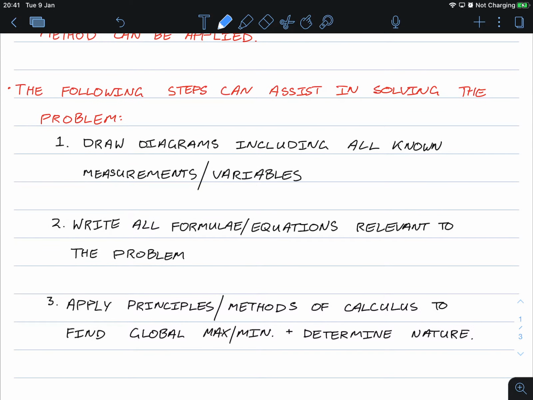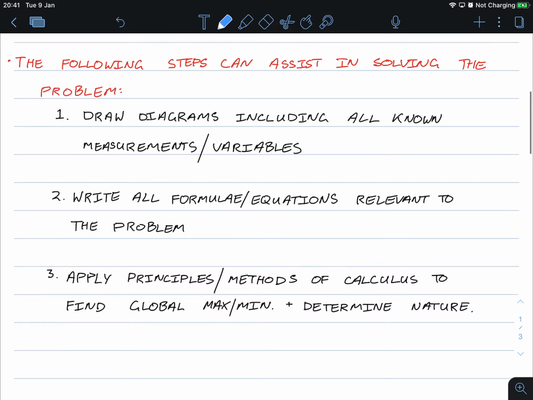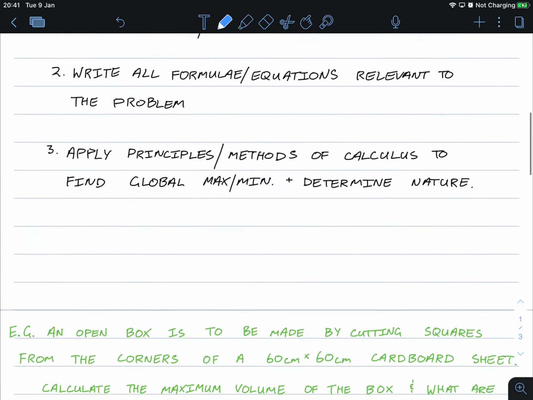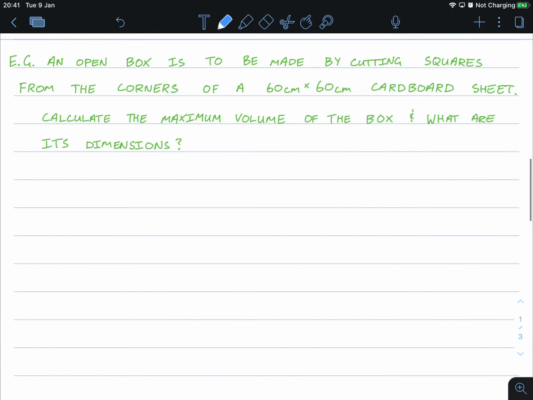Draw diagrams, including all known measurements and variables. Write all formulas and equations relevant to the problem. And apply the principles and methods that we already know from calculus to determine maxima or minima. So let's get straight to it.